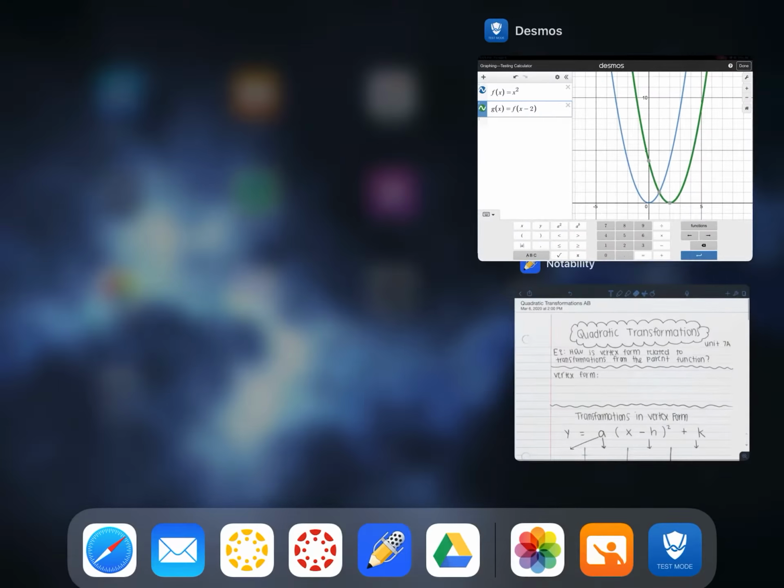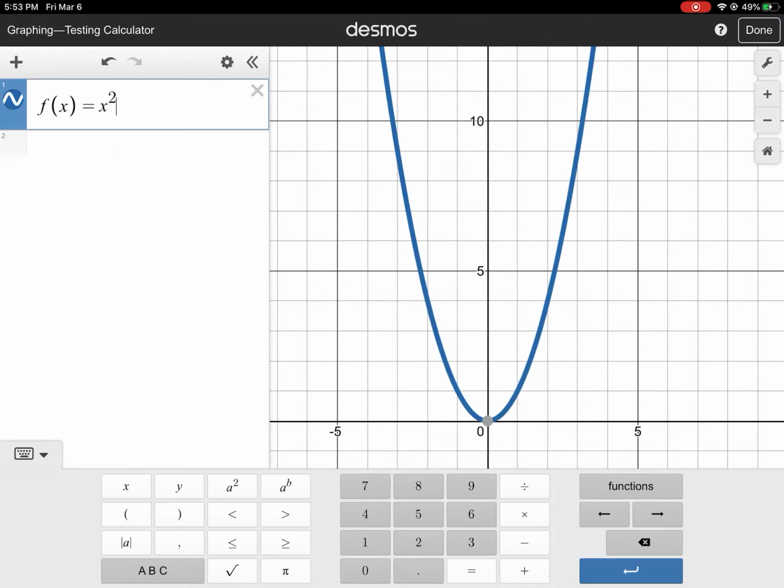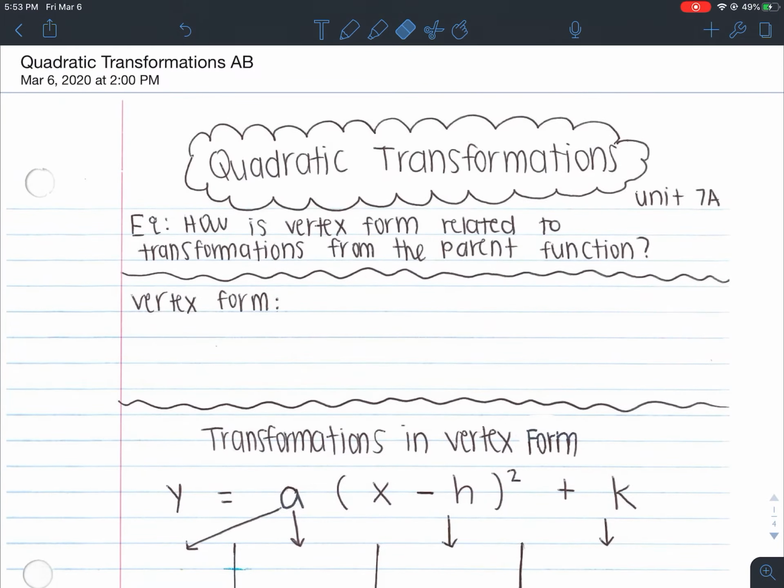So we're doing transformations with quadratics essentially. And the whole basis is that we're using the parent function, that blue graph. We're using that as our basis, right? We're saying that that's the original, and now I'm going to do a bunch of transformations from this original. Okay, now let's get started with the notes.